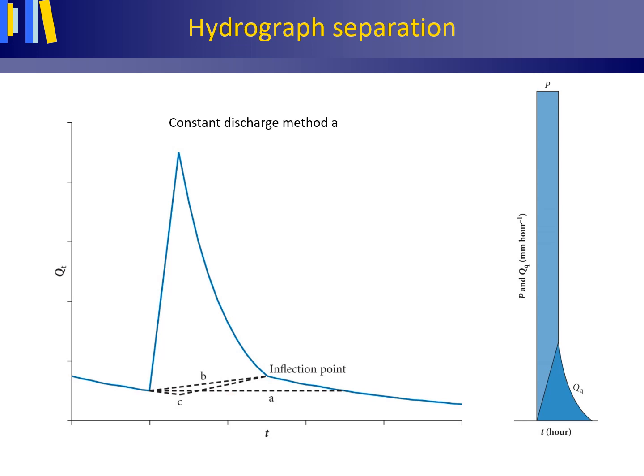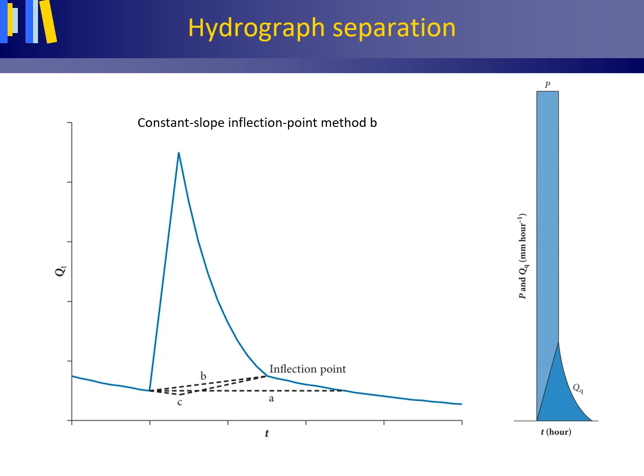The constant discharge method A assumes that base flow during a precipitation event is constant and equal to the discharge level at the start of the precipitation event. A large disadvantage of this method is that the discharge may not return to this starting level because of the start of a new precipitation event.